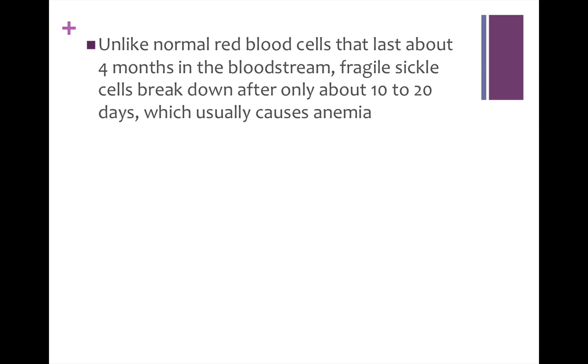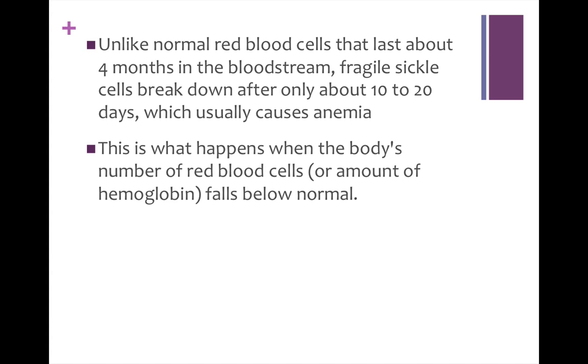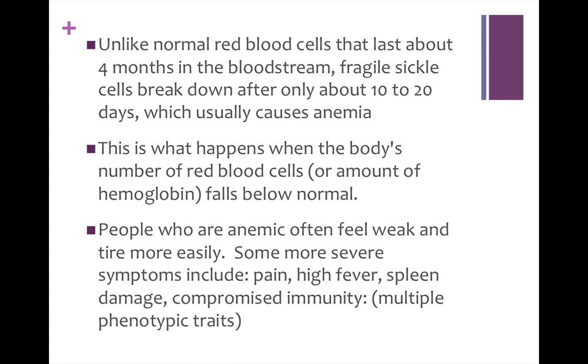And they're all linked together. If you don't have enough or a healthy supply of red blood cells, it's going to affect the iron content of the red blood cell's hemoglobin, and that's going to affect the ability to bind to oxygen and deliver it to the rest of the body. So people who are anemic are going to feel weak, and they'll tire more easily. Some symptoms that they'll exhibit are pain, high fever can result, spleen damage, compromised immunity. All of these different things can affect a patient who has sickle cell. In other words, multiple phenotypic traits are affected by, in this case, an allele that codes for a protein that winds up misfolding, changing red blood cell shape.